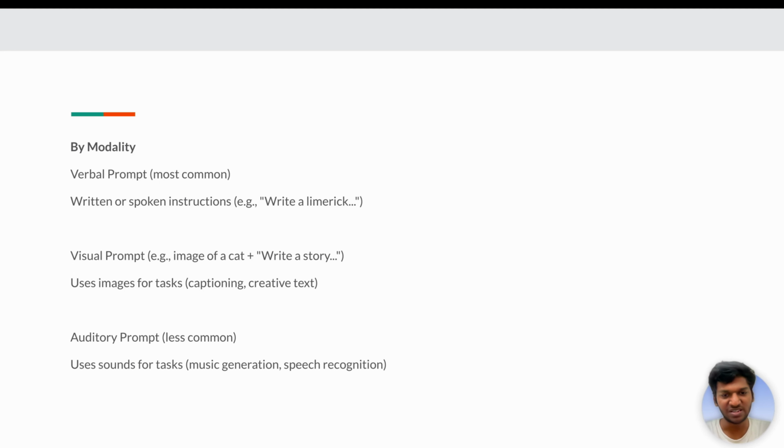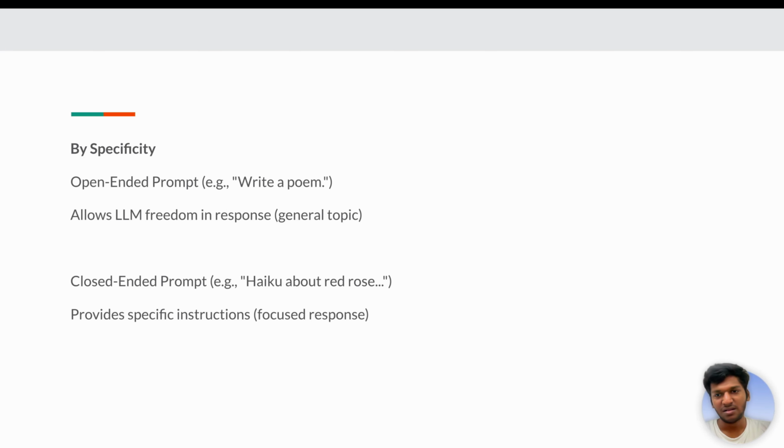Next comes the specificity. The first prompt type is open-ended prompts. These prompts allow the LLM a lot of freedom in the response. They might provide a general topic or a starting point, but leave the detail up to the model. It is a very generalistic prompt, like "write a poem" or "write a story." If we just say "write a story," it could choose anything: cars, bikes, cat, dog, human, robotics, AI, anything it could form. So it has a lot of freedom over there.